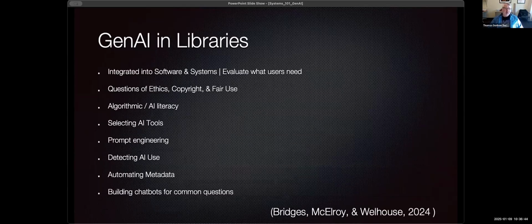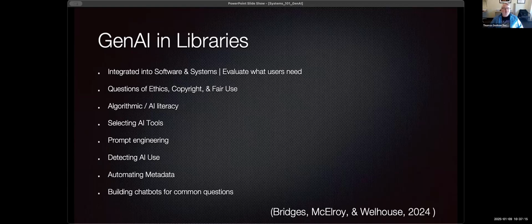So just to wrap up, it's such a huge topic. I really was just trying to get at what is Gen AI, how does it work, and some tips for prompting it. I think that we're going to continue to encounter it more and more in libraries. It is and will be integrated into our software and systems. And we're going to have responsibility to evaluate what our users need. Do they actually need this kind of research assistant? And do we turn it on or not?